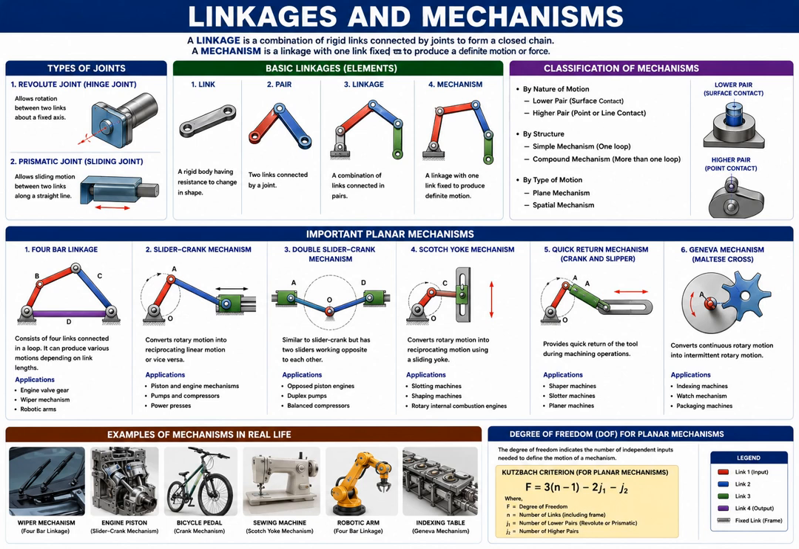Now look at the fifth type, quick return mechanism. In this mechanism, the return stroke becomes faster than the forward stroke. Very useful in shaper machines and cutting tools. Machines save time using this clever mechanism.